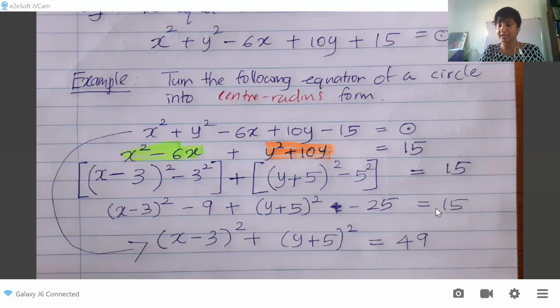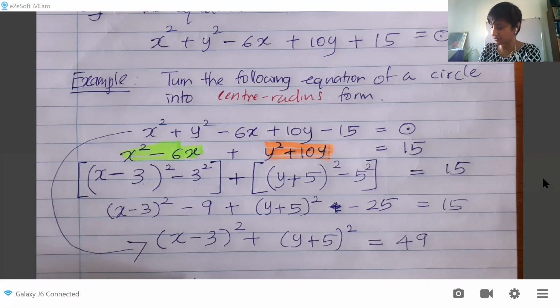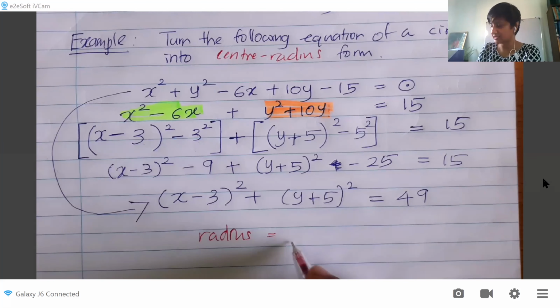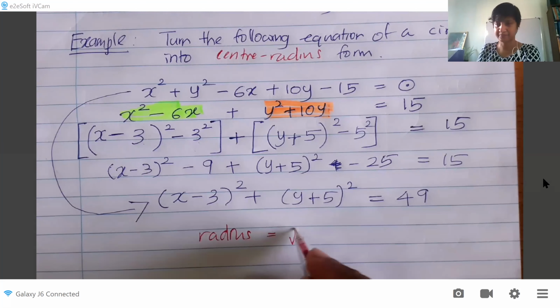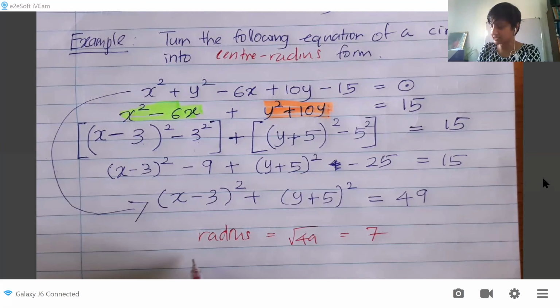Now once we have this form, we can see what the radius of the circle is and the coordinates of the center of the circle, right? So that's why this is useful. You can even write now, what is the radius of the circle? I can see what the radius is, root 49, that is 7. What is the center? Center of the circle is 3, comma minus 5.